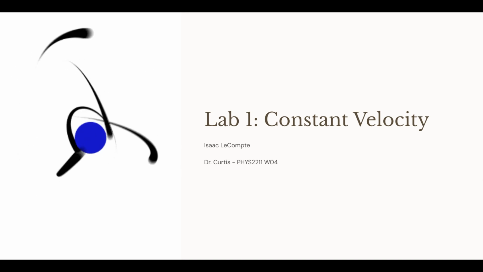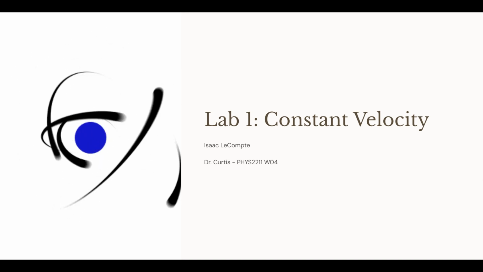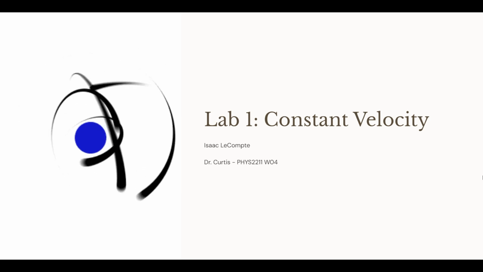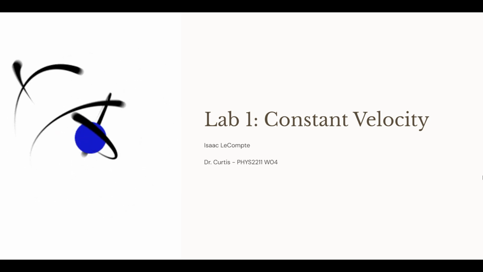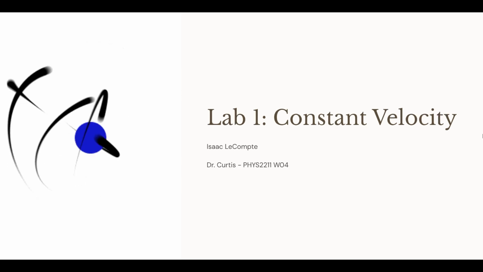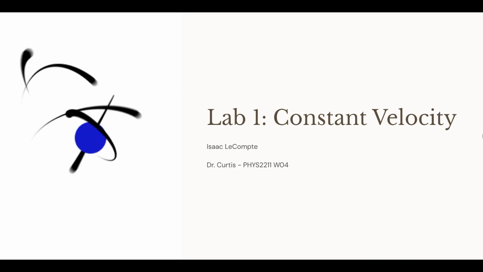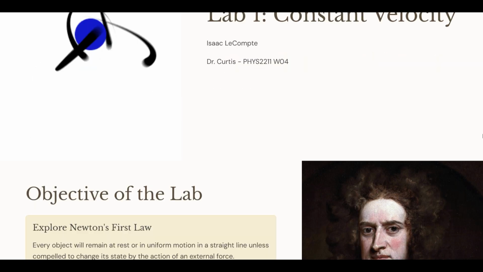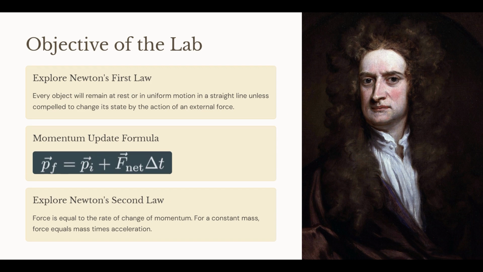The lab will observe the motion of an object at a constant velocity without change in direction by comparing the motion of a whiteboard marker against a computational model of the same whiteboard marker. The two models will provide an idealized and realistic simulation of Newton's first law of motion. Every object will remain at rest or in uniform motion in a straight line unless compelled to change its state by the action of an external force.